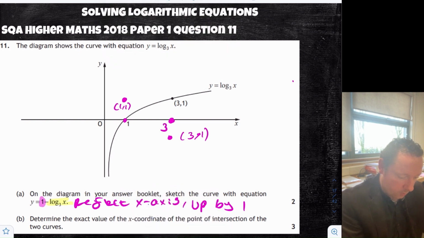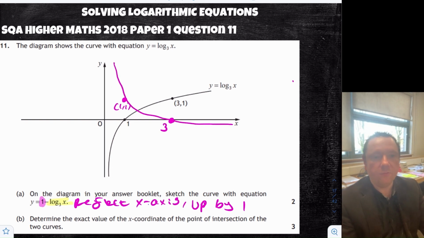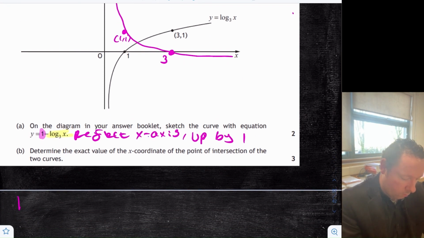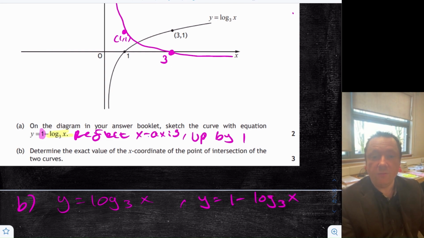Getting rid of my intermediate working, which you could use a rubber for if you were doing this by hand. And since it's reflected, it's going to go down and through here. So we can just draw that in, down here, through the way, and there we go. It's a reflection in the x-axis. Okay, part B, determine the exact value of the point of intersection, simultaneous equations. So for part B, we've got y equals log 3x, but we've also got y equals 1 minus log 3x. So we can say that they are equal to each other and find x.